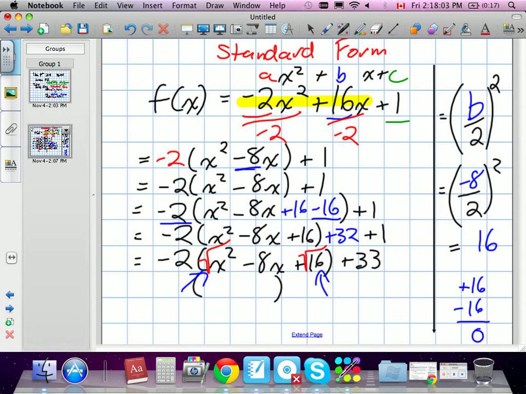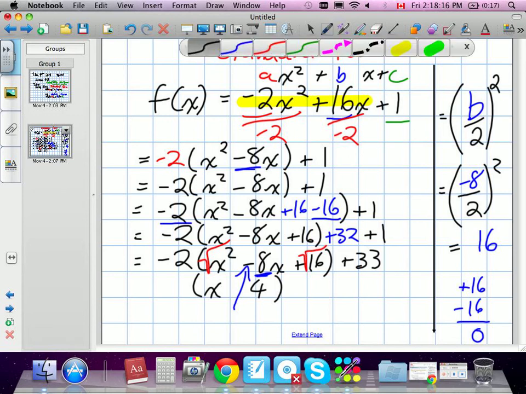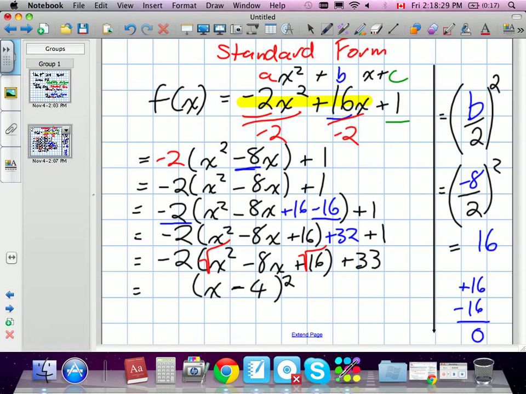The square root of x squared is what? X. Square root of 16 is 4. Then my final step is whatever sign is in front of our b value, I just bring that down. So because it was a negative, I bring down a negative. And finally, I put a squared on the outside of this bracket. Okay? I also bring down the rest, so I have negative 2 plus 33.